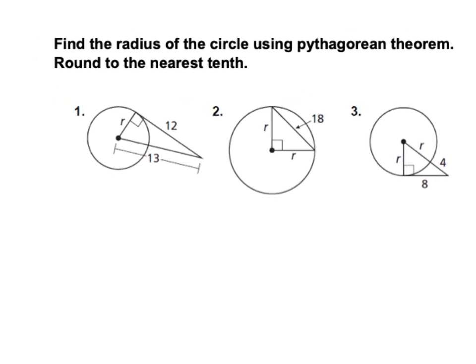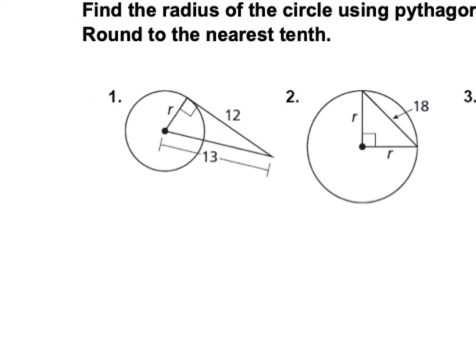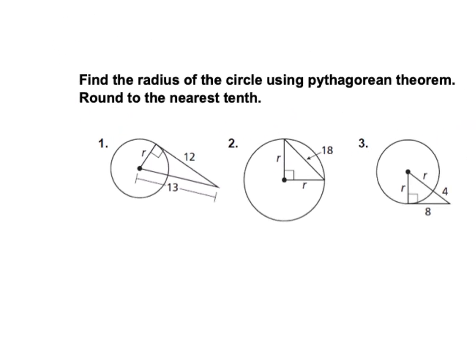All right, so I told you we were going to be working with circles, and a lot of what we're going to do is not just circles, but then segments that are related to the circles. If you look, it's a circle and it's got some segments on it that make a triangle. So we're just going to focus on what we do know. The directions say to find the radius of the circle using the Pythagorean theorem.